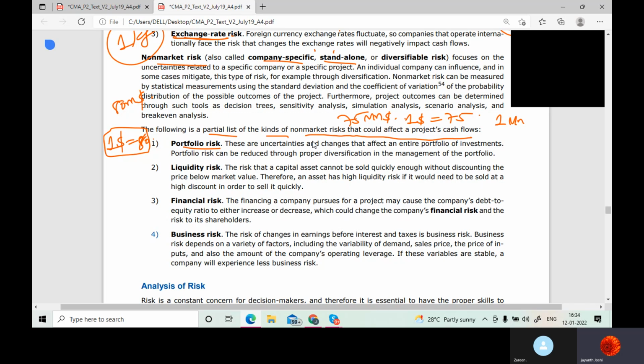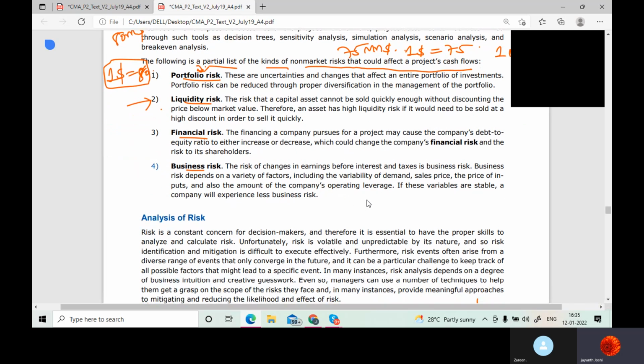Portfolio risk: if you make a diversified portfolio and you have not taken a proper combination, then there is a fear of losing your expected returns. Liquidity risk: you invested in some particular security or asset, and that is not easily convertible into cash. Financial risk: like you take money for your projects. If you take more and more debt, it creates financial risk and business risk. The change in technology, change in taste and preference of consumers, and a threat of new entrants entering into the market. All these are there.